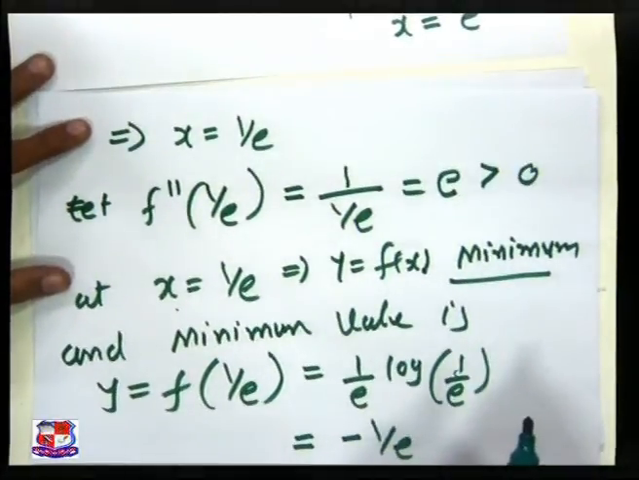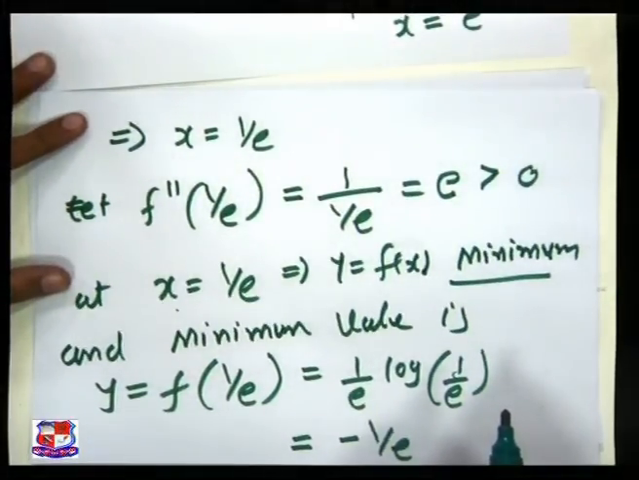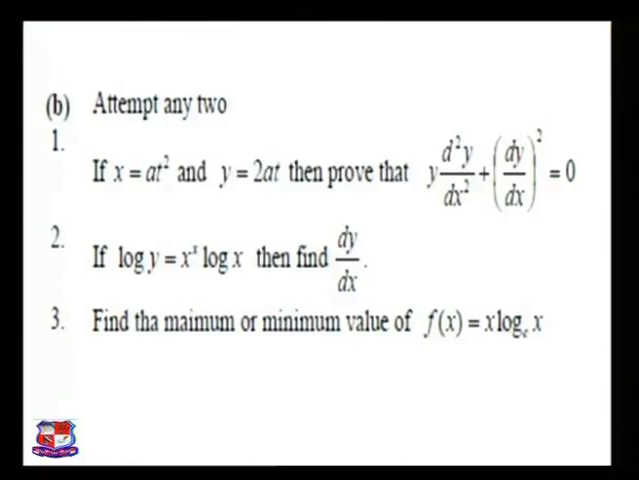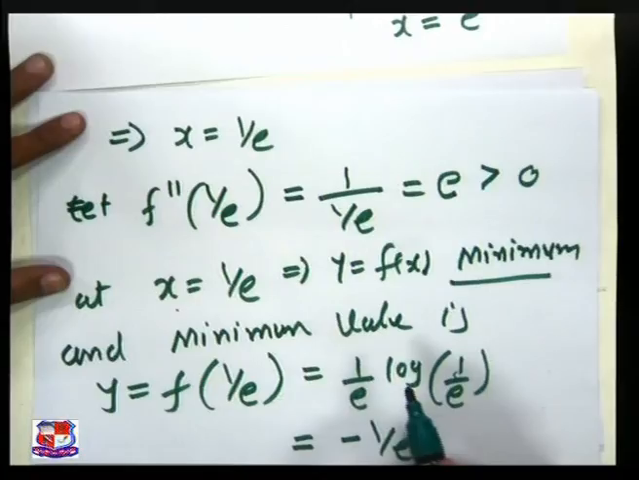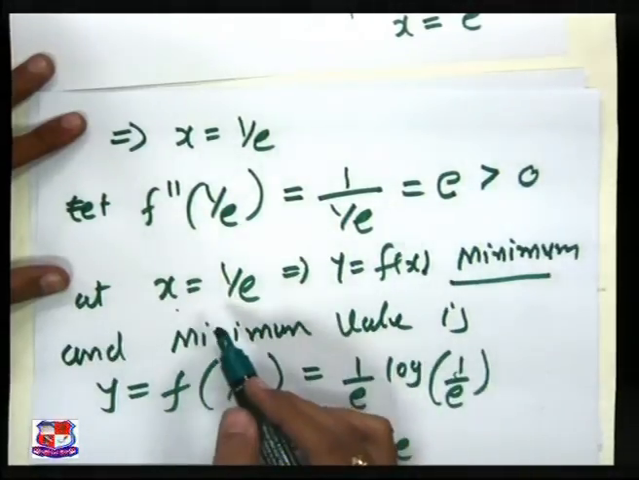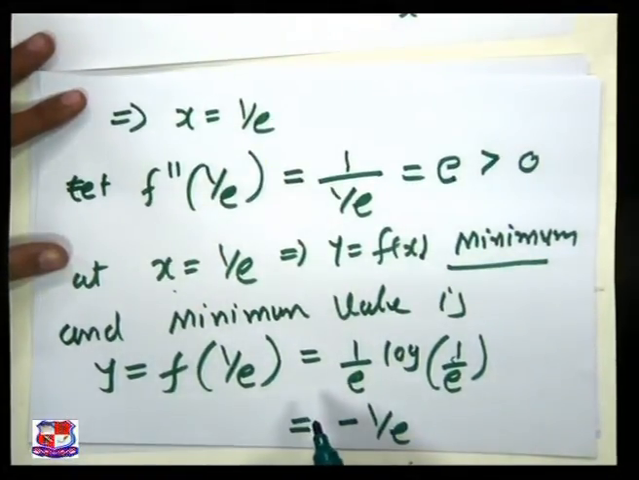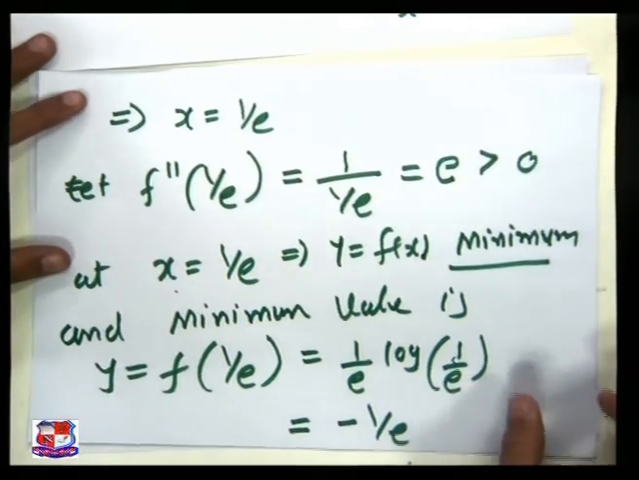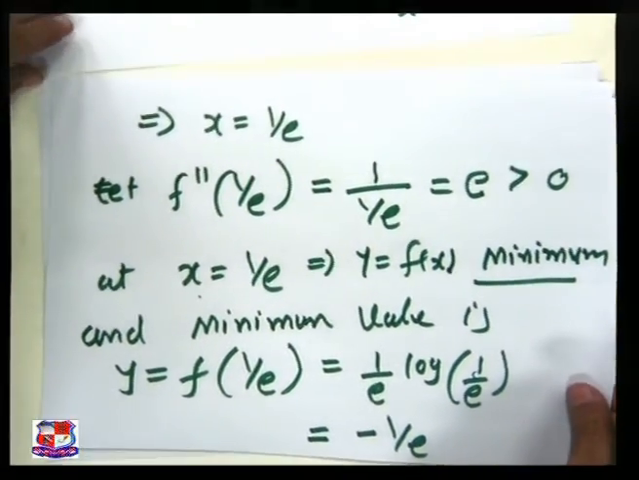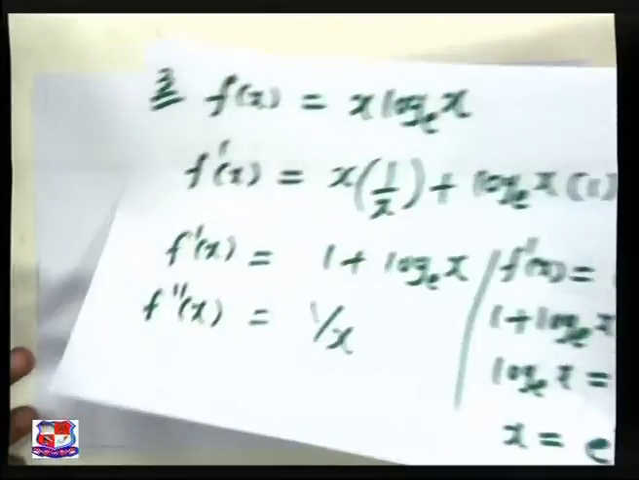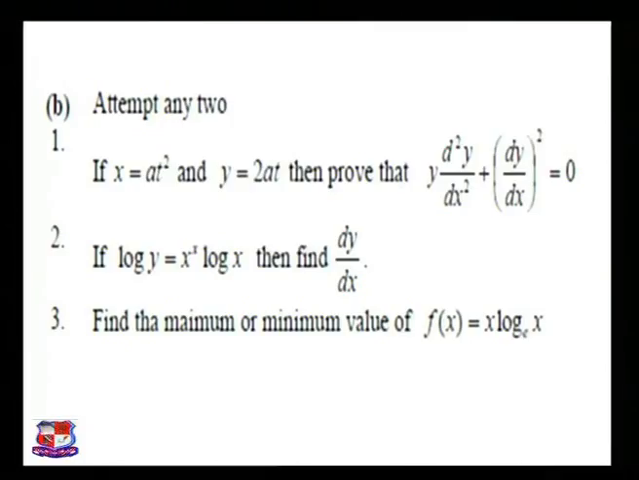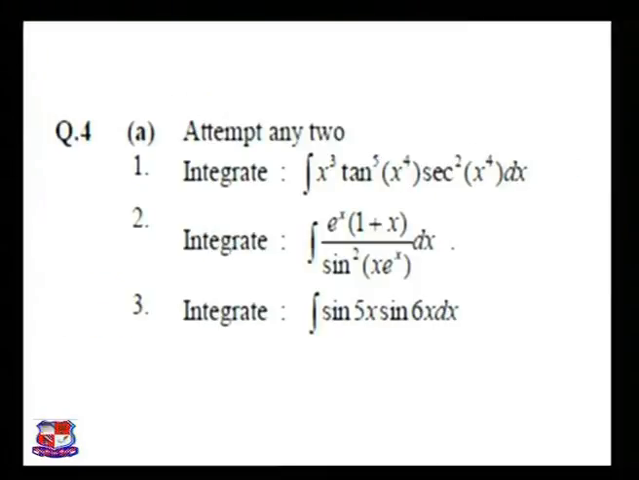So our question is to find the maximum or minimum value for the function f of x equal to x log x base e. We found the minimum value of the function is at the point x equal to 1 upon e, and the minimum value of the function is equal to minus 1 upon e. So in this way we can find the maximum or minimum value for any given function. Let us move to question number 4.